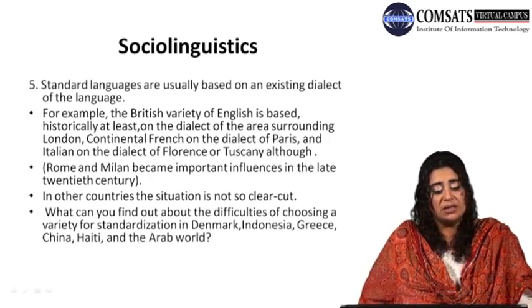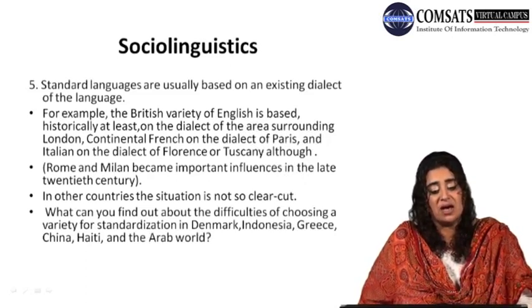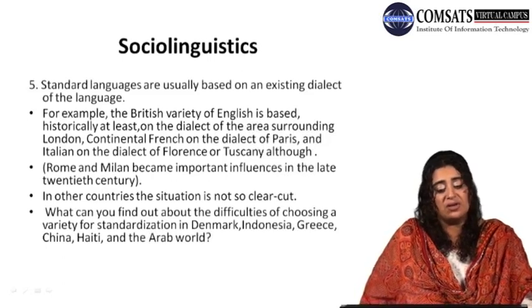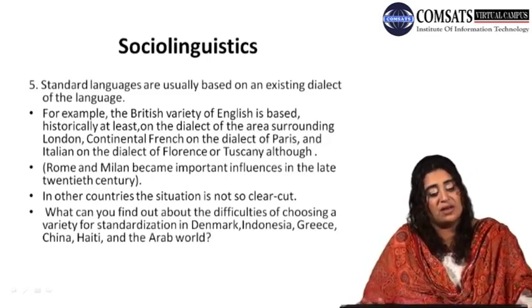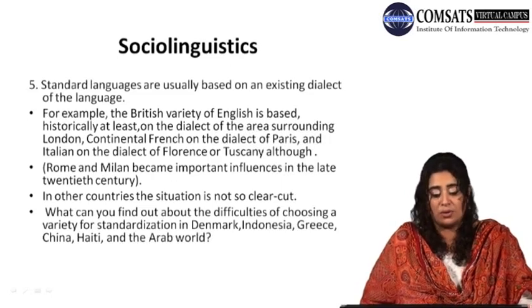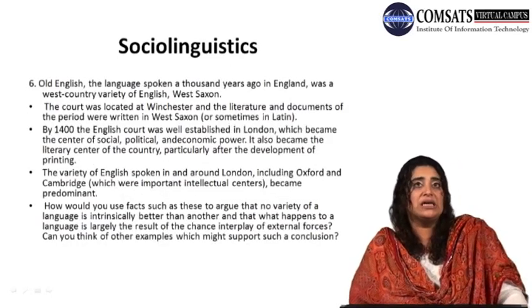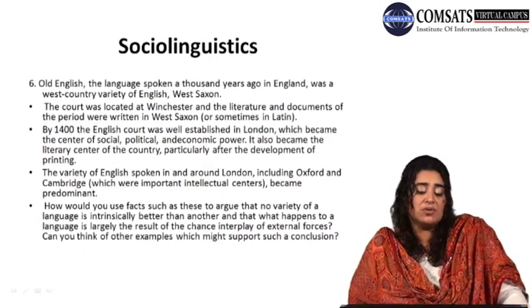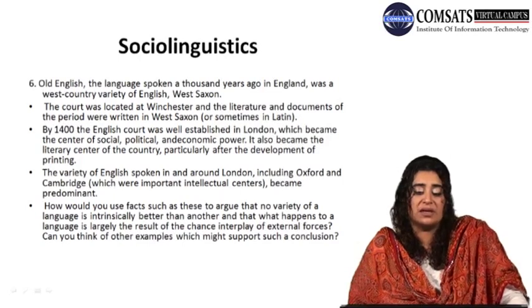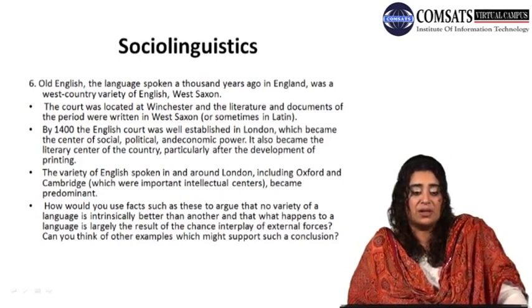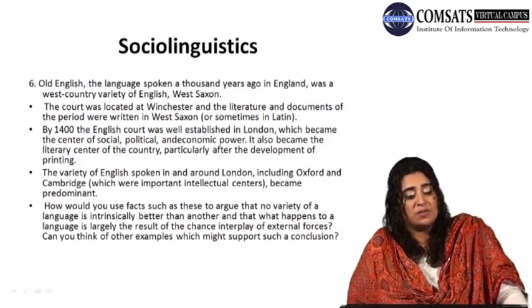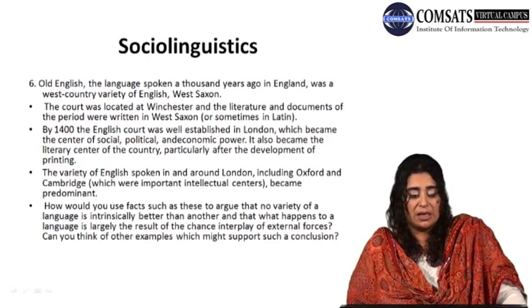In other countries, the situation is not so clear. What you can find out about the difficulties of choosing a variety for standardization in Denmark, Indonesia, Greece, China, Haiti, and the Arab world. If we study Old English, the language spoken 1,000 years ago in England was a West Country variety of English, West Saxon. The court was located at Winchester, and the literature and documents of the period were written in West Saxon, or sometimes in Latin also.